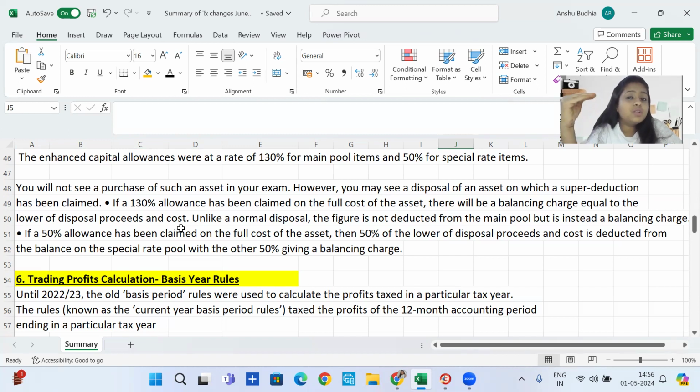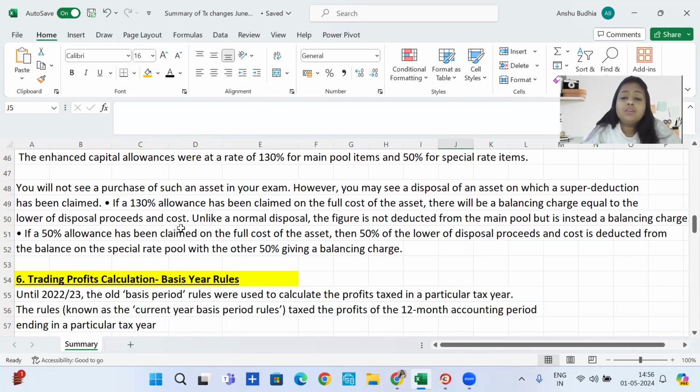So we are not going to reduce it from the main pool. Instead, we will present it as a balancing charge and we will reduce the capital allowances by it. Because I'm sure you all are aware that a balancing charge reduces the allowances available. Got it? Now, when you go to special rate pool, you would say, ma'am, we never took 130% or 100% over there. What we took was 50% first year allowance.